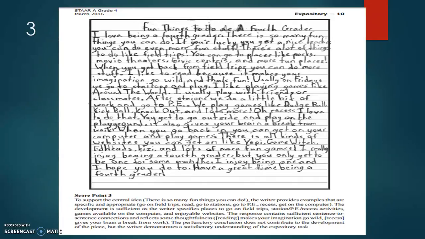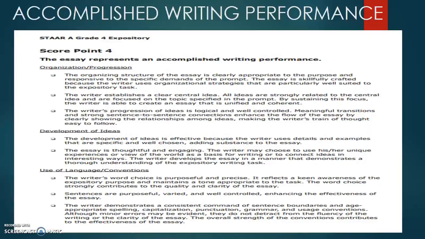The response contains sufficient sentence-to-sentence connections and reflects some thoughtfulness, like reading makes your imagination go wild, or recess gives your brain a break from work. However, it does have a very weak conclusion that does not contribute to the development of the piece, but the writer here does demonstrate a satisfactory understanding of the expository task. Again, it doesn't have to be perfect, just has to be on target to the prompt and provide enough information.